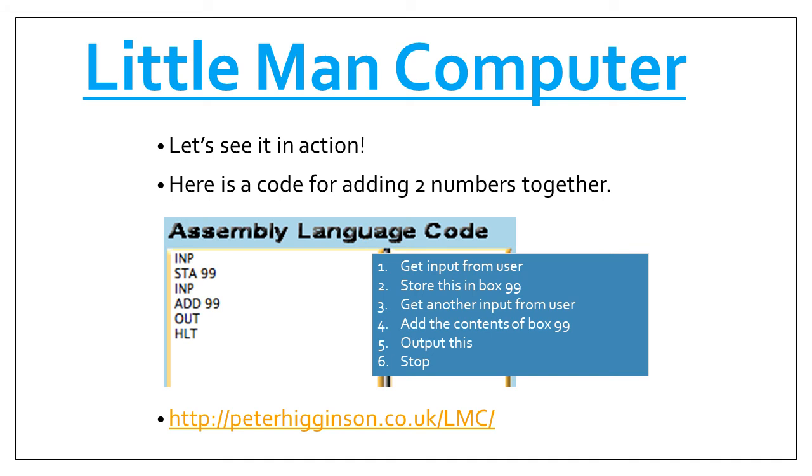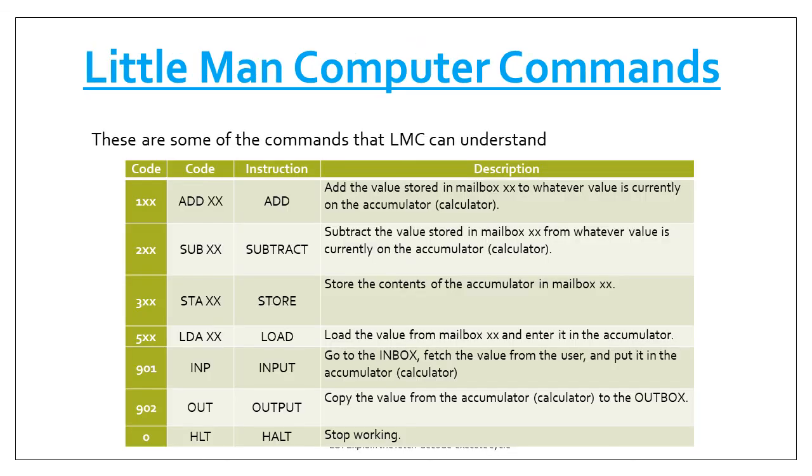On this slide, we have some assembly language code that you're going to copy into the Little Man Computer. I will put the link to Little Man Computer on Show My Homework, so you don't have to copy it down from here. But there's the code: INP, next line, STA 99, and so on. What I want you to do is put that in and run it and see what happens. On the next slide, there are some extra commands you can use if you want to make your own one up.